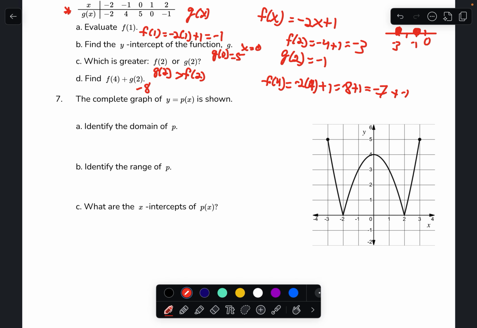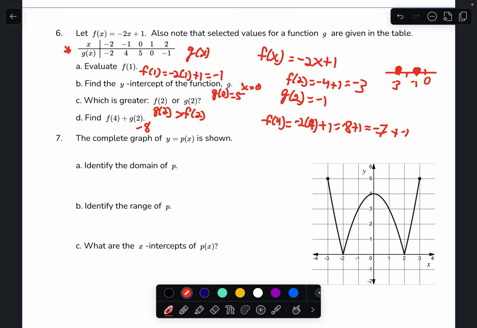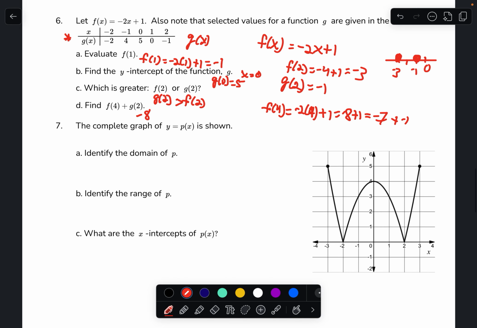Okay. On question 7, the last question, notice we went from 6 to 7. The complete graph of y equals p of x is shown. So here's the complete graph, right? This is all of it. Identify the domain of p. Well, domain is the input, which is the x. It's the independent variable. So we see that the graph begins at x equals negative 3 and goes all the way through to x equals 3. So the domain of p would just be negative 3 less than or equal to x less than or equal to 3.